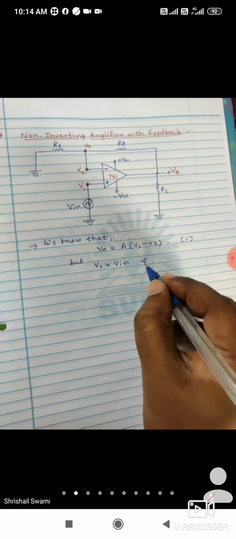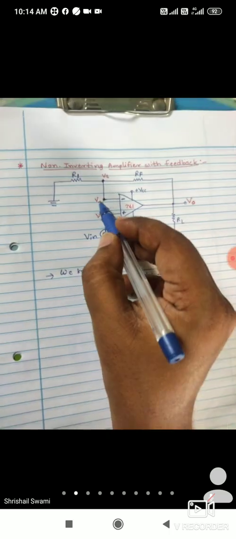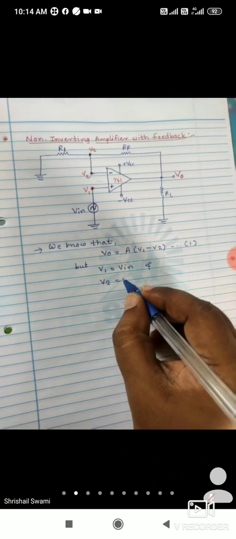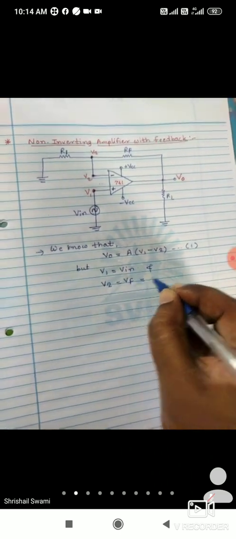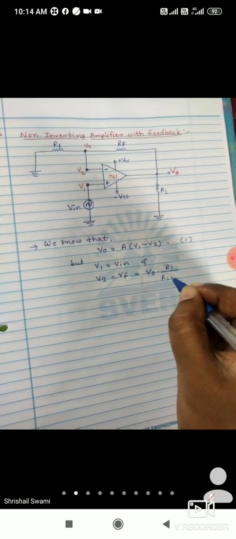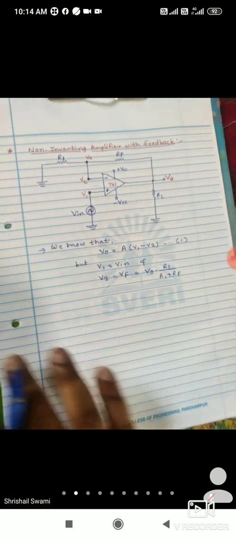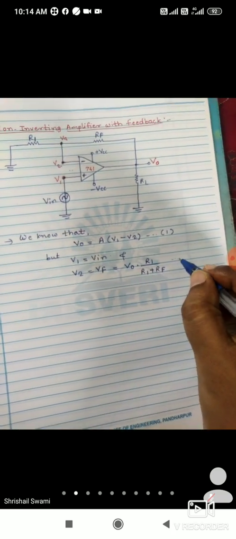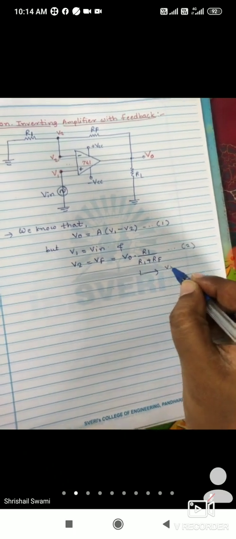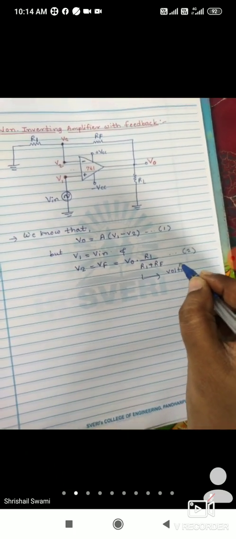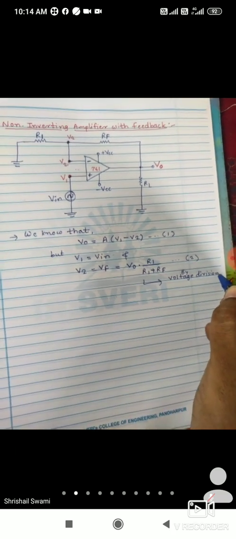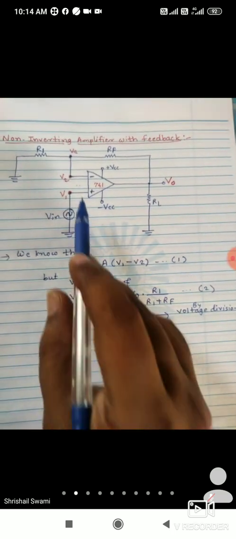And what is V2? The V2 voltage we can get by using voltage division. V2 is equal to the feedback voltage, which is the total voltage V0 into R1 divided by R1 plus RF. I will consider this as equation 2, and this is by voltage division. Yesterday I told how to apply the voltage division to calculate V2.